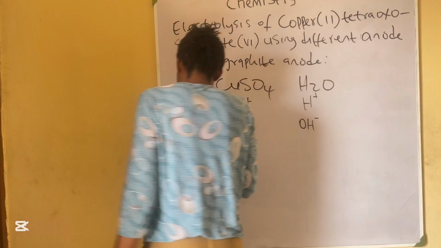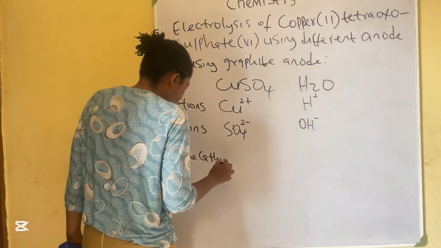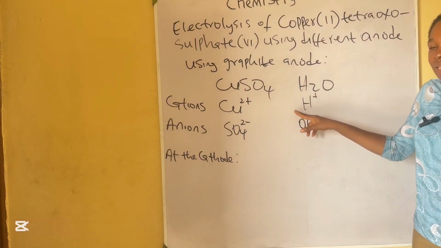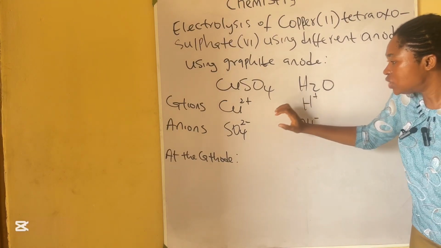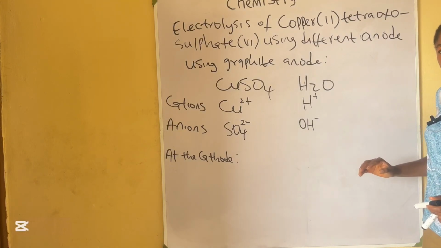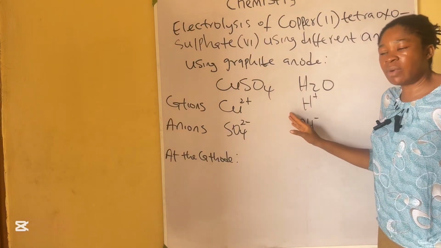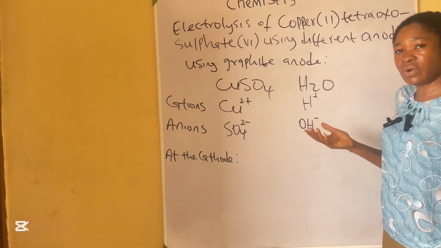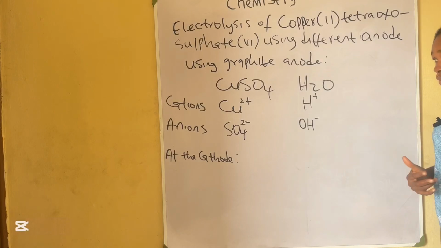Let's look at what happens at the cathode. At the cathode, these cations will migrate, remember cations go to the cathode. So copper(II) ion and hydrogen ion, the two will migrate to the cathode. Which of them is going to be preferentially discharged? Remember, we talk about factors that affect discharge of ions. Number 1, position in the electrochemical series and concentration of the ion.